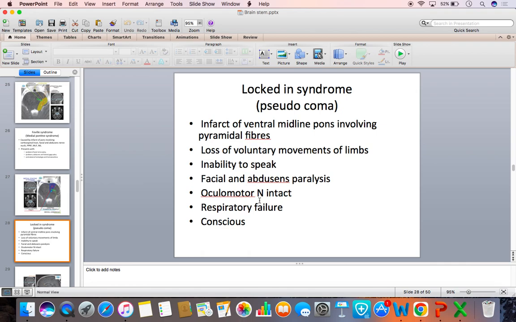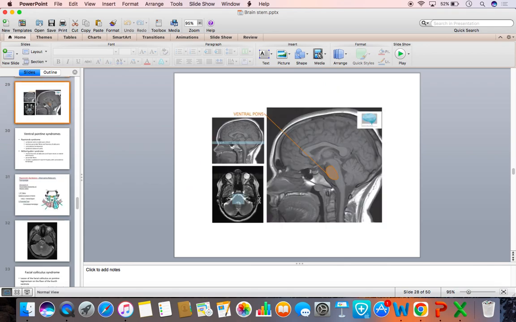So what I mean to say is, if you know the neuroanatomy, it's very easy to interpret the clinical presentation of the neurological symptoms. Well, this is the area of the infarct in the locked-in syndrome. This is bilaterally involved.